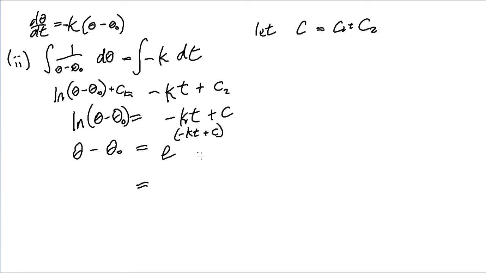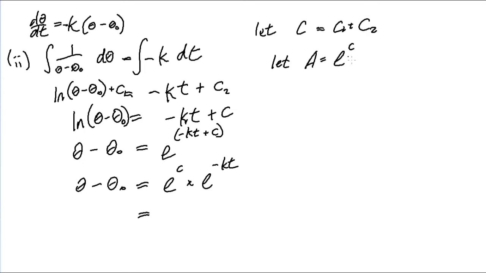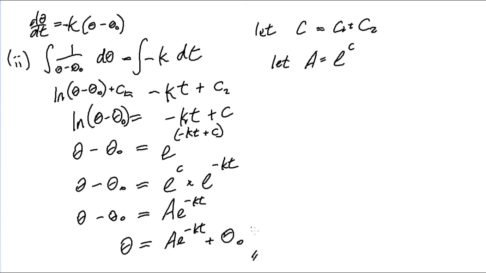And by the log rule, or the power laws, that is equivalent to e to the c multiplied by e to the minus kt equals theta minus theta naught, and therefore e to the c, where c is a constant, e is also a constant, so they are a constant, and we denote that let a equal e to the c, and therefore we get a e to the minus kt equals theta minus theta naught, and therefore theta is equal to a e to the minus kt plus theta naught, and that's the answer.